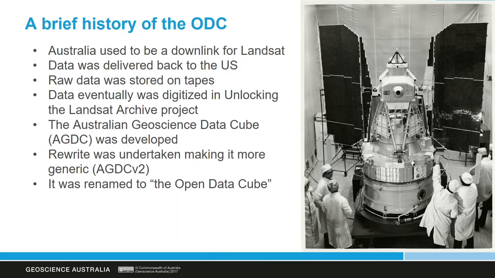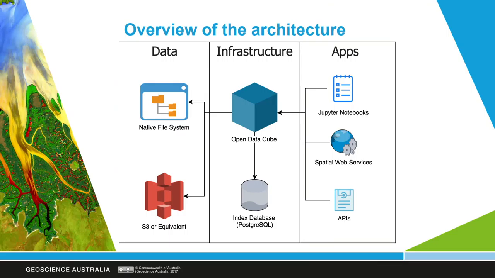Now, there was eventually a project called Unlocking the Landsat Archive, where this data was pulled off those tapes and put into digital storage, and a piece of software was written to make it easier to work with that data, to make an index for that data. That was called the Australian Geoscience Data Cube. Later, that was rewritten so that it worked with any data set, not just Landsat, and it worked in other coordinate reference systems, not just the one. So it was made much more general purpose, and they came up with the really innovative name of AGDC version 2. This was later renamed to something a little bit more exciting, the Open Data Cube. So that's where it comes from.